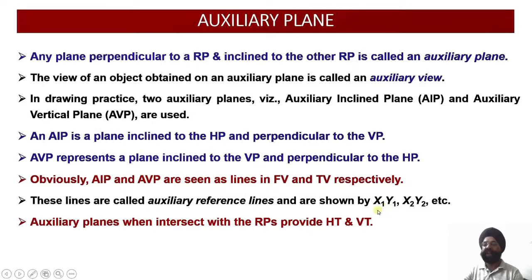So whether AIP or AVP, whichever reference line or auxiliary plane we draw first, the numbering for that will be written as x1 y1. Whichever auxiliary plane we draw second, the numbering for that will be x2 y2. And whenever auxiliary planes intersect with the reference planes, they will provide us with the horizontal trace and the vertical trace of these planes.